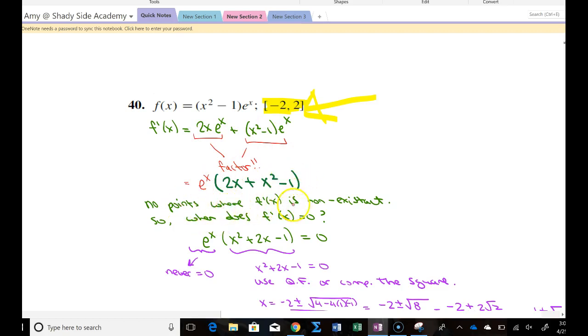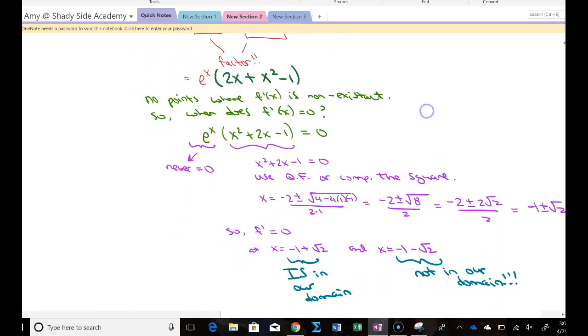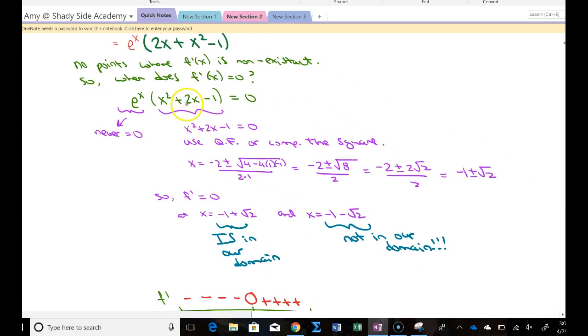There are no points where f prime is non-existent, so the only critical points would be where f prime equals 0. So here's me setting the derivative equal to 0. E to the x will never equal 0. Look how I reorder the signs here, this is a quadratic expression. And setting that equal to 0, you could use the quadratic formula or completing the square. I would opt for completing the square in this situation, it's easier, but I did the quadratic formula because some of you do that, so I'm going to do it here.